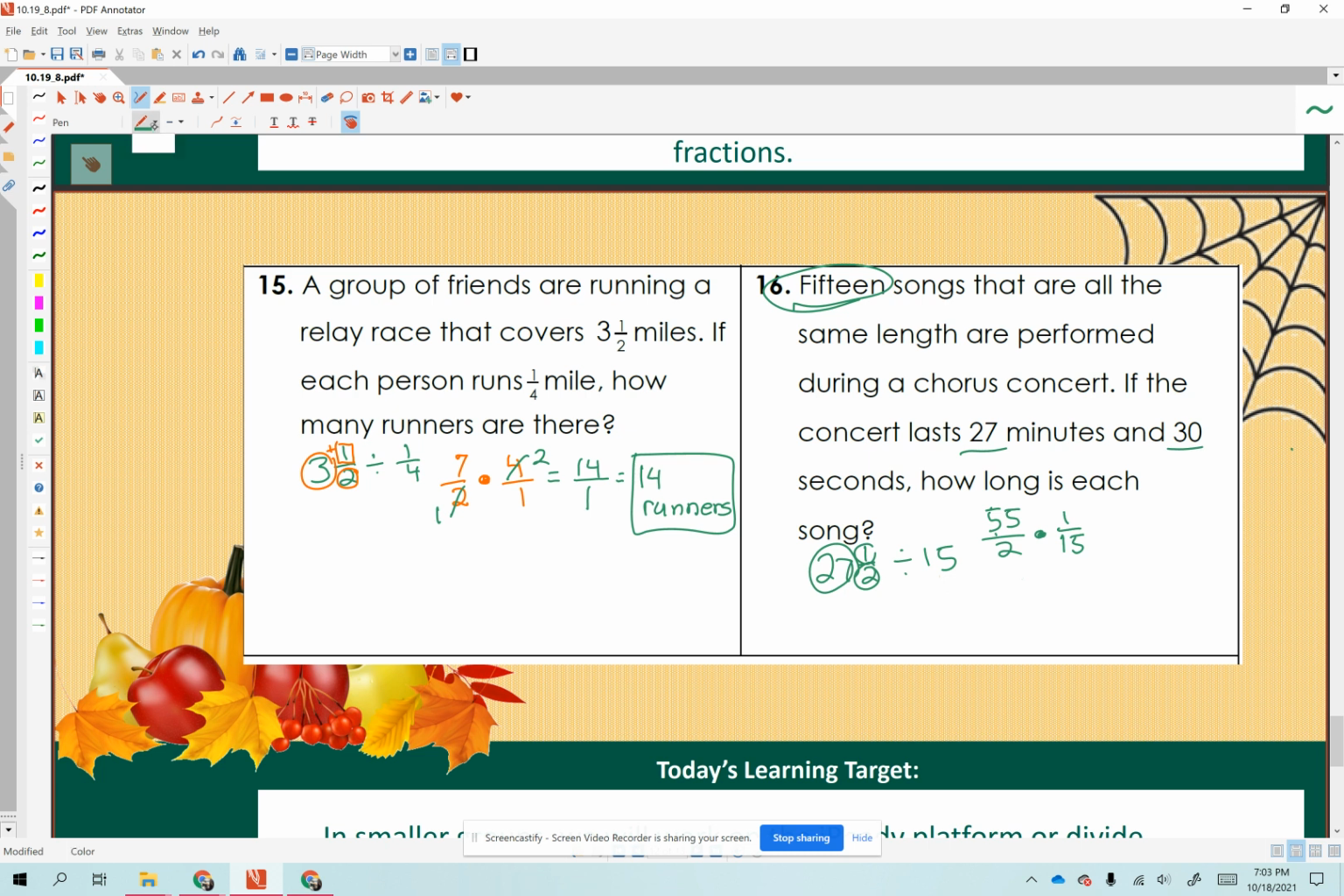Then we will cross cancel. Just want to make sure I get this right. 15 divided by 5 is 3. 55 divided by 5 is 11. So that would be 11 times 1 is 11. 2 times 3 is 6. Now, let's convert that back into minutes. 11 divided by 6 is 1, and 5/6 left over. You could say 1 and 5/6 minutes each.